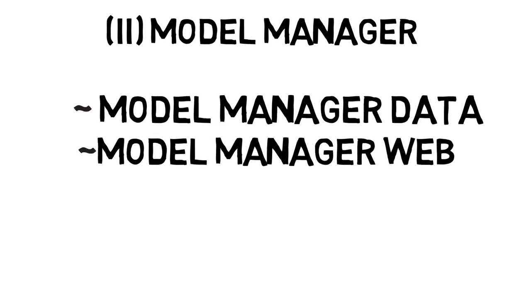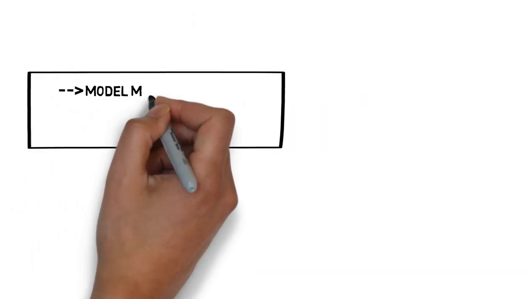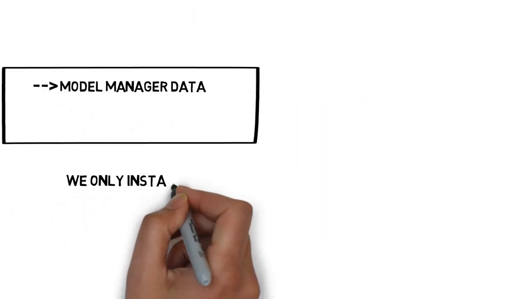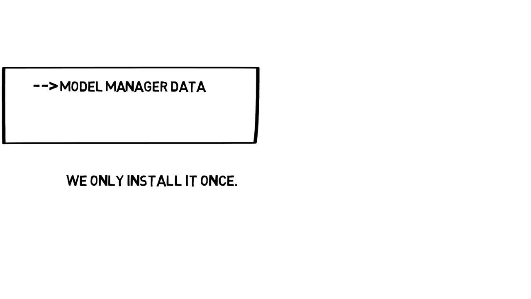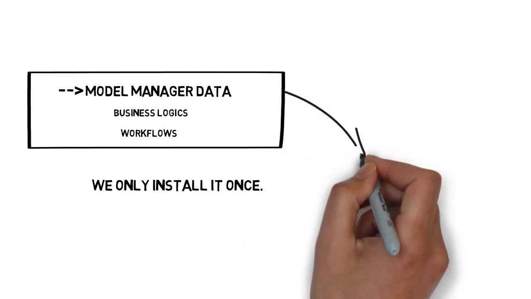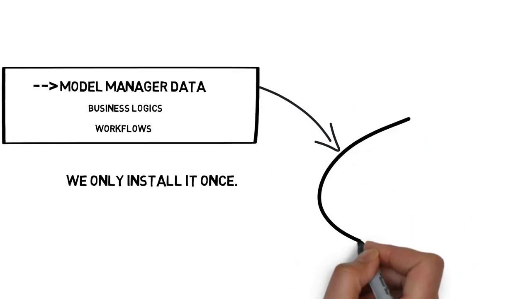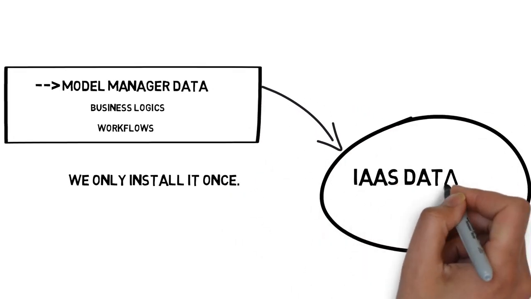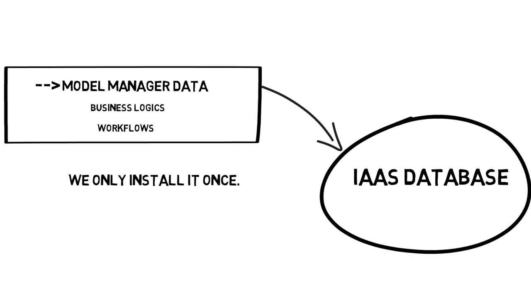While installing VRA's automation, we only install model manager data once. Now, what is the reason behind that? Since it contains all business logics and workflows, as soon as we install it, it pushes all this business logic and workflows inside the IS database. We do not need to install it again and again, because then we would just be pushing redundant data and creating the same table over and over again inside the IS database. We don't want that, do we?